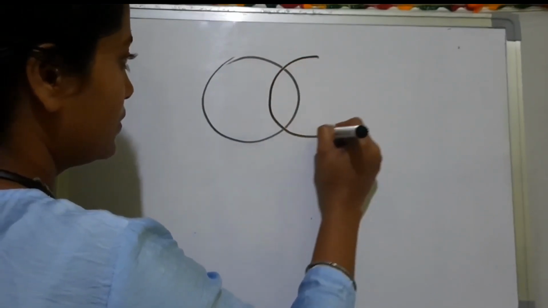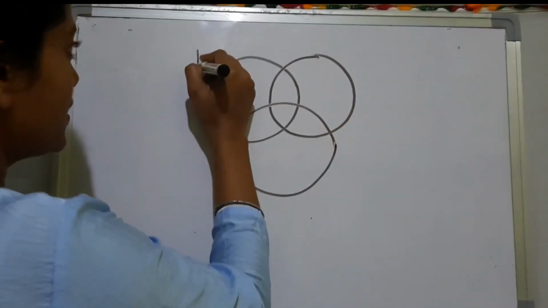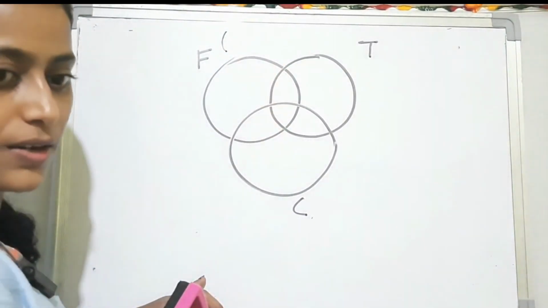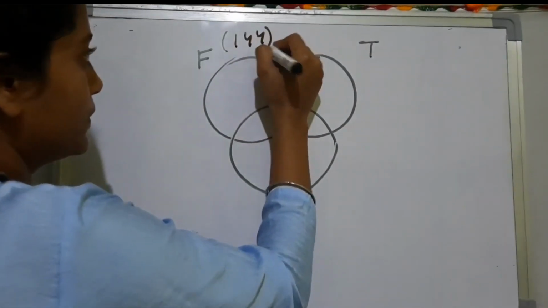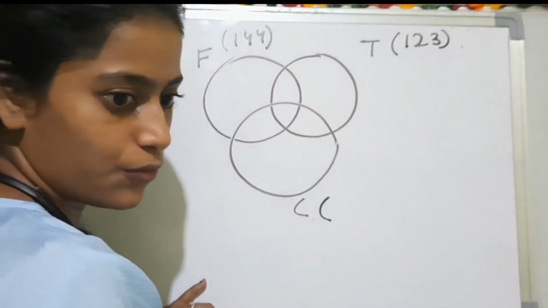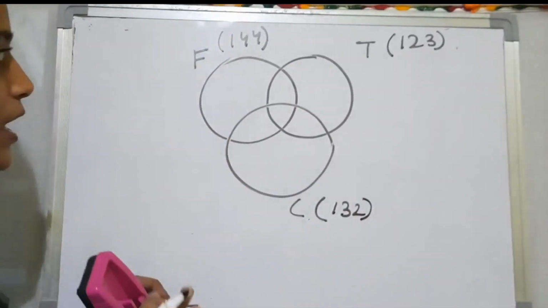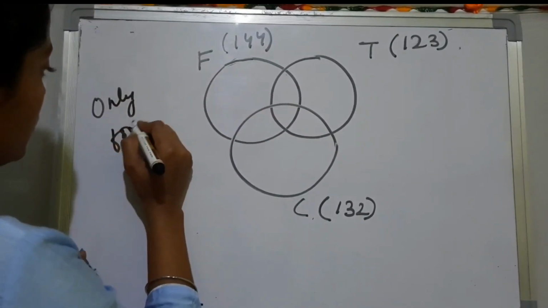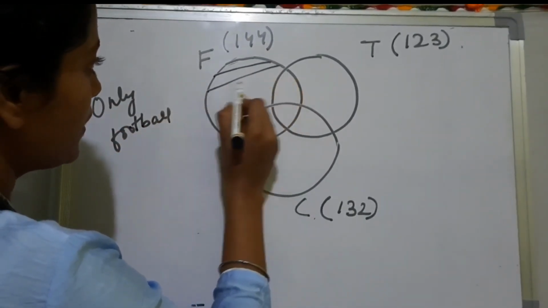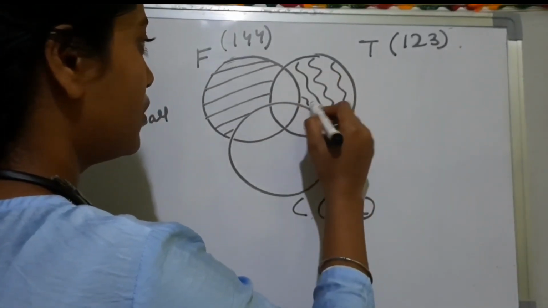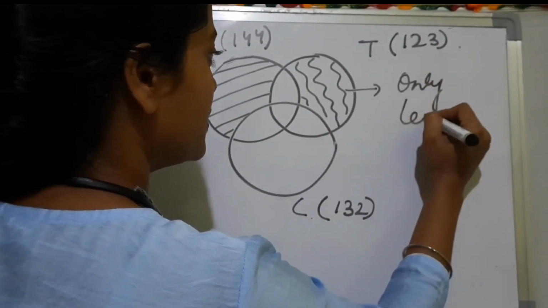So let me explain one concept. Suppose this is football, this is tennis, and this is cricket. We know that in the question it is given that football players are 144, tennis players are 123, and cricket players are 132. And let me explain one concept. If in the question it is asked only football, it means this part is only football. This part is only tennis.